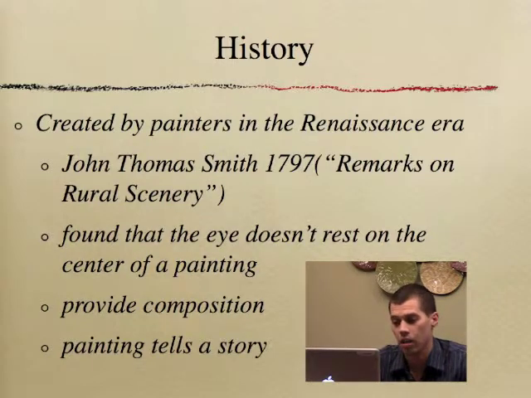more interactive, and he found that the eye doesn't rest on the center of the painting, and you notice that your eye tends to wander, and it wanders around to those 4 points of the rule of thirds, those intersection points. He also found that the painting provides some composition right there, and he also found that the painting tells a story if you're following the rule of thirds. So those 3 main things.